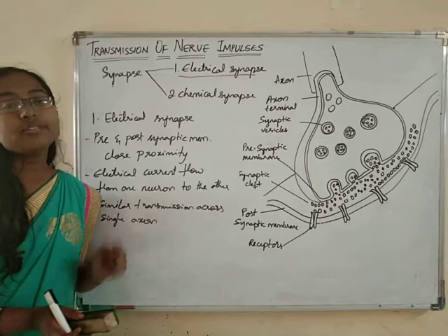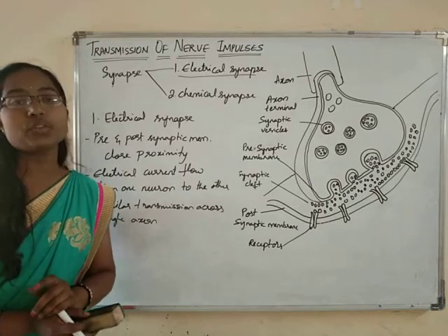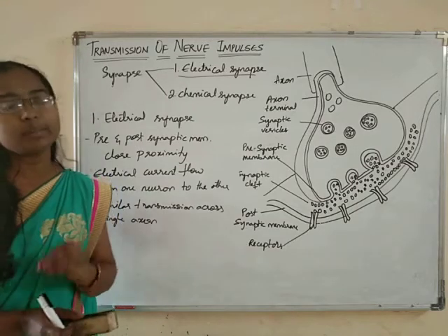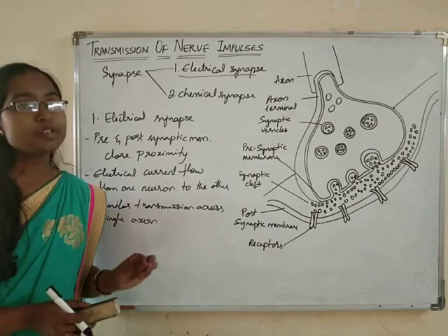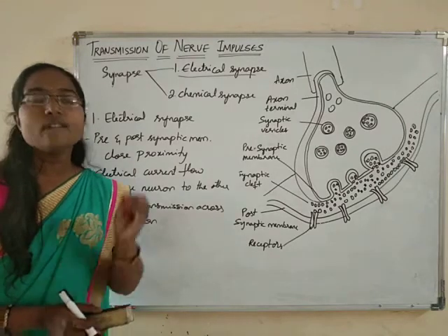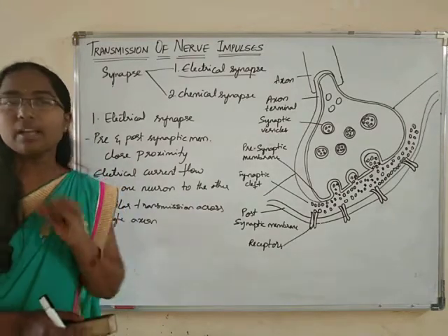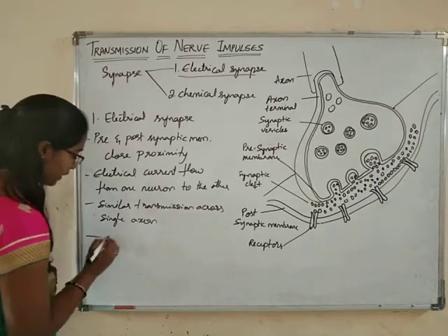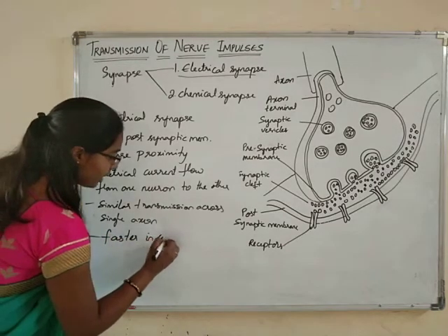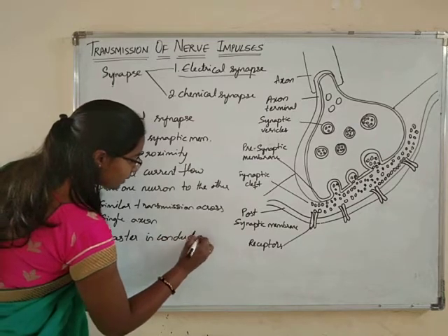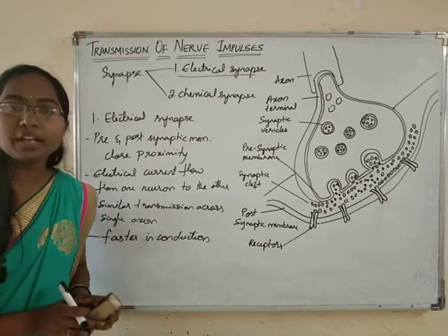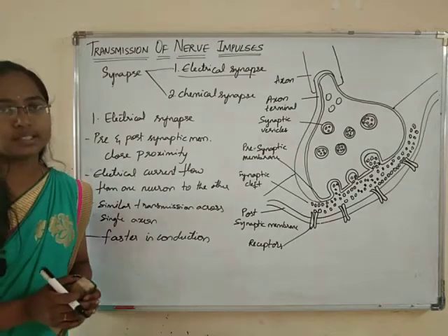Okay, and the transmission of the impulses through the electrical synapses is very much faster when compared to the chemical synapse. So the electrical synapses are faster in conduction of the impulses when compared to the chemical synapses.